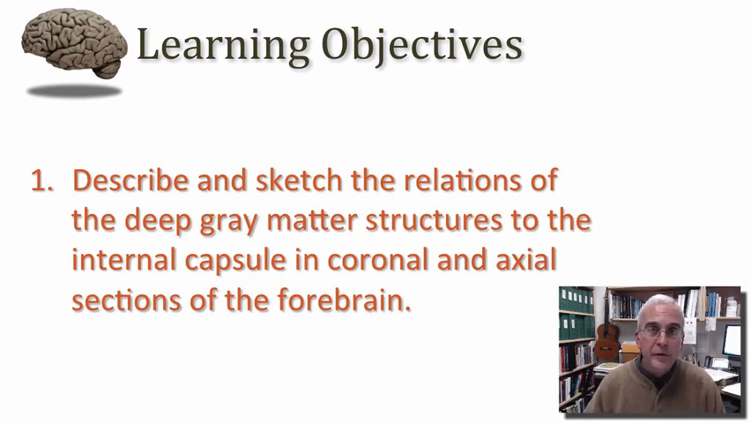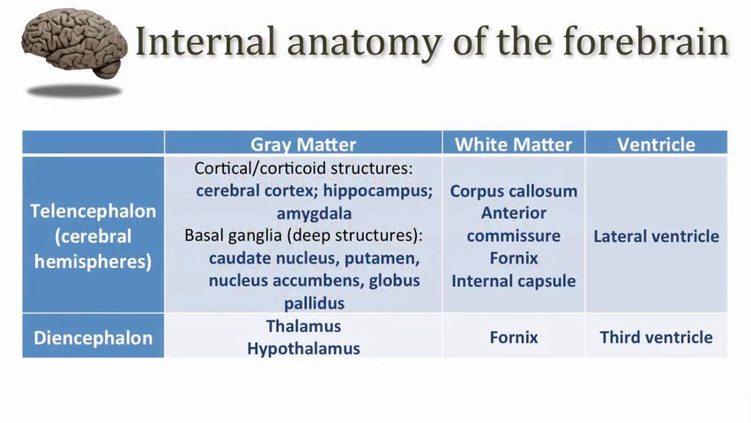What I want you to confront is the internal anatomy of the forebrain, what we find deep in the center of each hemisphere. And the chart here on this slide really provides you with a summary of what I want you to apprehend. So, from an embryological standpoint, the cerebral hemisphere consists of the telencephalon, which is the largest component of the cerebral hemispheres, and then just inferior and a bit caudal, we have the diencephalon.